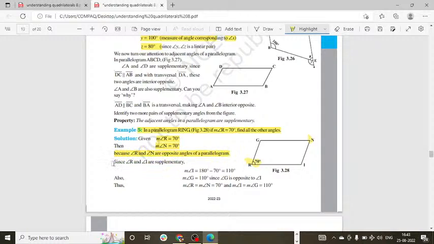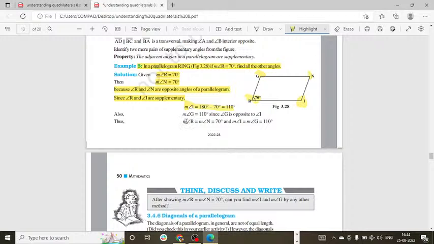Now angle R and angle I are supplementary, and we know supplementary angles add up to 180 degrees. So angle R and I are supplementary, and we need to find angle I. The measure of angle I would be 180 minus 70, that will give you 110, and since we got 110 for I and G is opposite to I, that will also become 110. So angle G and angle I are 110.